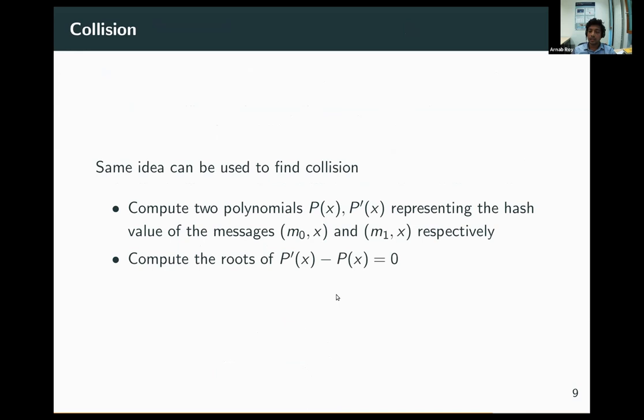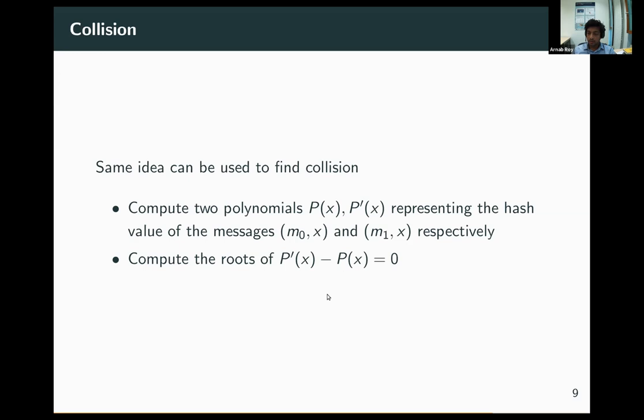There, instead of taking M0, M1 at the beginning and taking a fixed H, we simply take two variable messages which should give us the same value. So we only differ the two blocks of messages in the first block and construct the two polynomials P(X) and P prime(X), and then simply compute the root of the difference of these two polynomials, and that's how we get the collision.